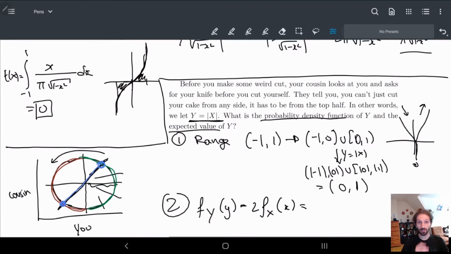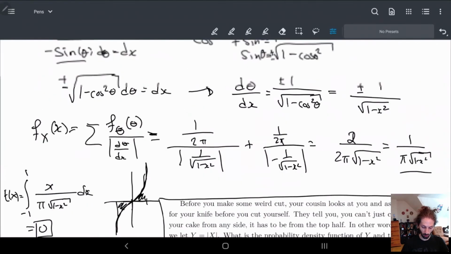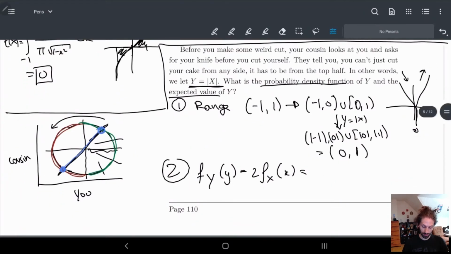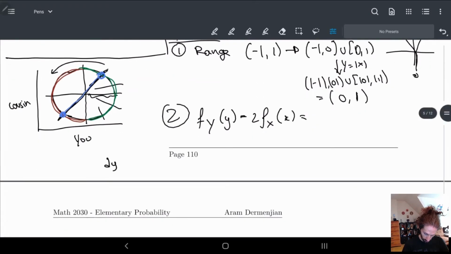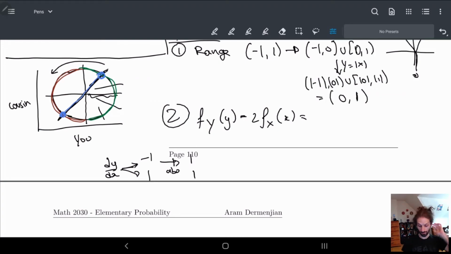And this you can see if you do this whole approach from above as well, right? Because what you'll end up getting is, on the bottom, dy dx. This is either -1 or it's 1, right? And then taking the absolute values, we'll get 1. We'll get 1 on top and 1 on the bottom. And so that's why you just add them up, 1 plus 1. So we get 2 times f sub x of x.